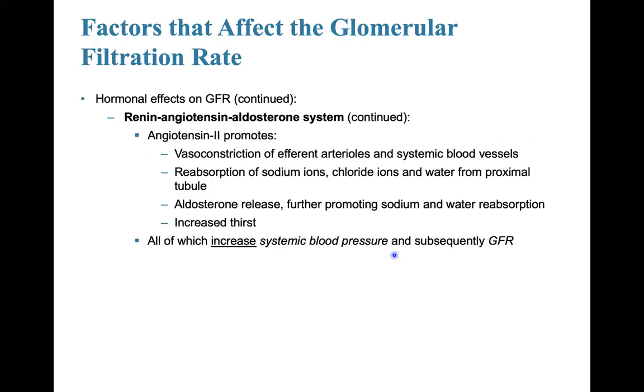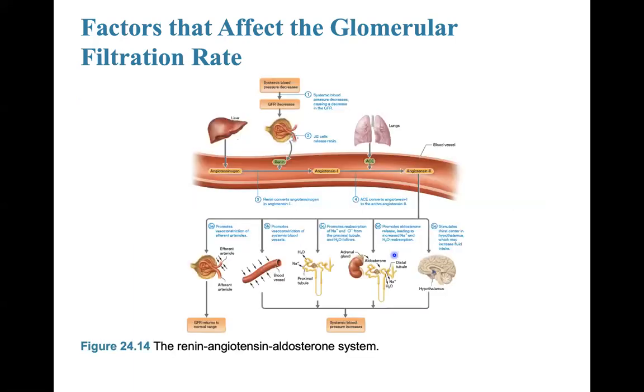Now, what is angiotensin II going to do? We kind of talked about this in blood pressure regulation. It's going to cause vasoconstriction of the afferent arterioles and systemic blood vessels. You will also get reabsorption of sodium ions, chloride ions, and water from the proximal tubule. By reabsorbing these various ions, you will also bring along with you more water. Aldosterone release will further promote the sodium and water reabsorption, and then you will also increase your thirst signals. All of these factors will increase systemic blood pressure and subsequently the GFR.